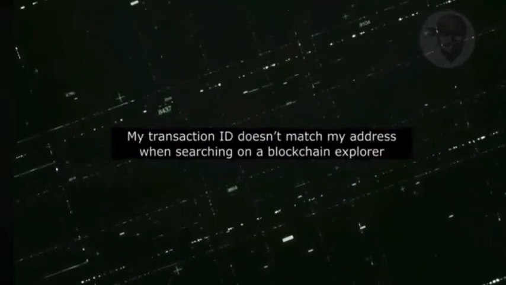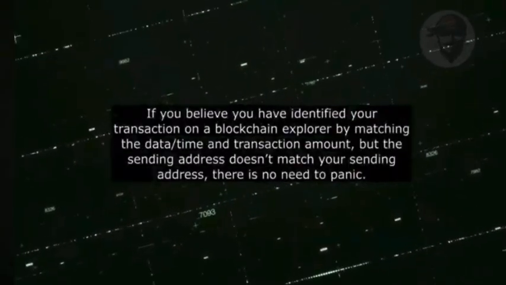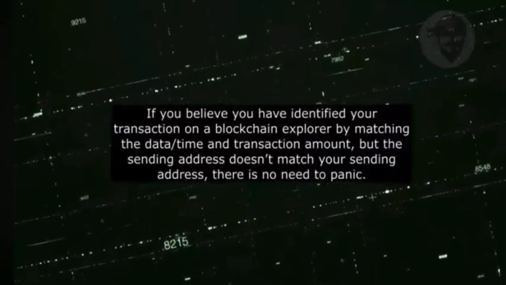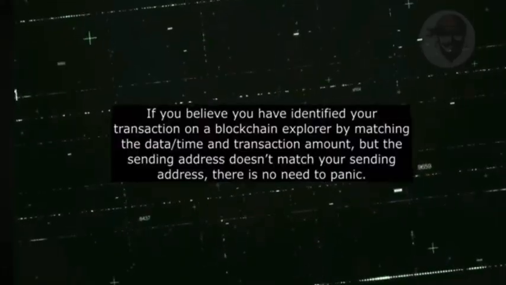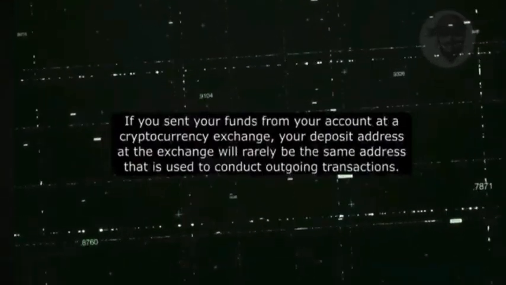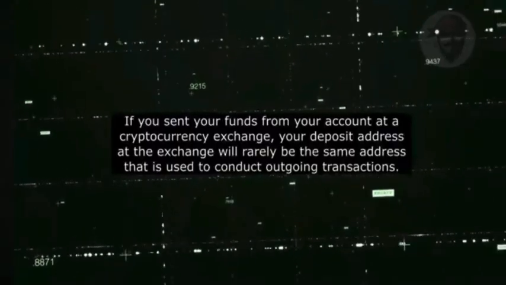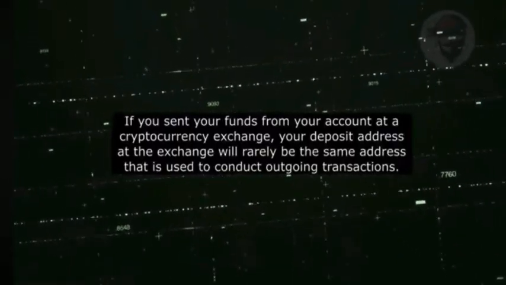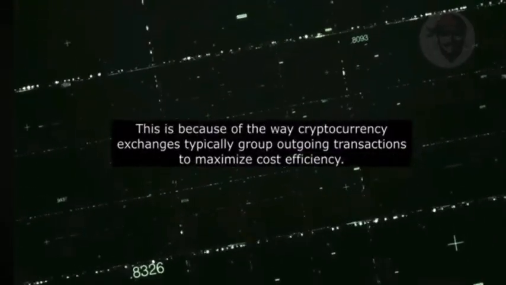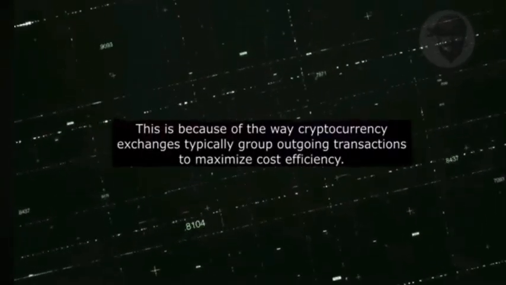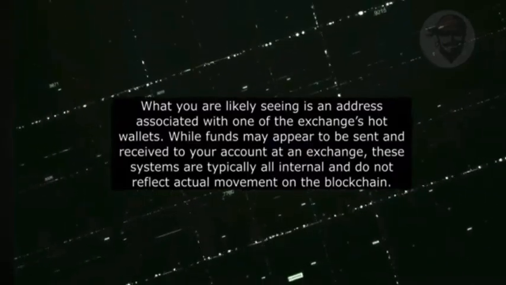My transaction ID doesn't match my address when searching on a Blockchain Explorer. If you believe you have identified your transaction on a Blockchain Explorer by matching the date/time and transaction amount, but the sending address doesn't match your sending address, there is no need to panic. If you sent your funds from your account at a cryptocurrency exchange, your deposit address at the exchange will rarely be the same address that is used to conduct outgoing transactions. This is because of the way cryptocurrency exchanges typically group outgoing transactions to maximize cost efficiency. What you are likely seeing is an address associated with one of the exchange's hot wallets.